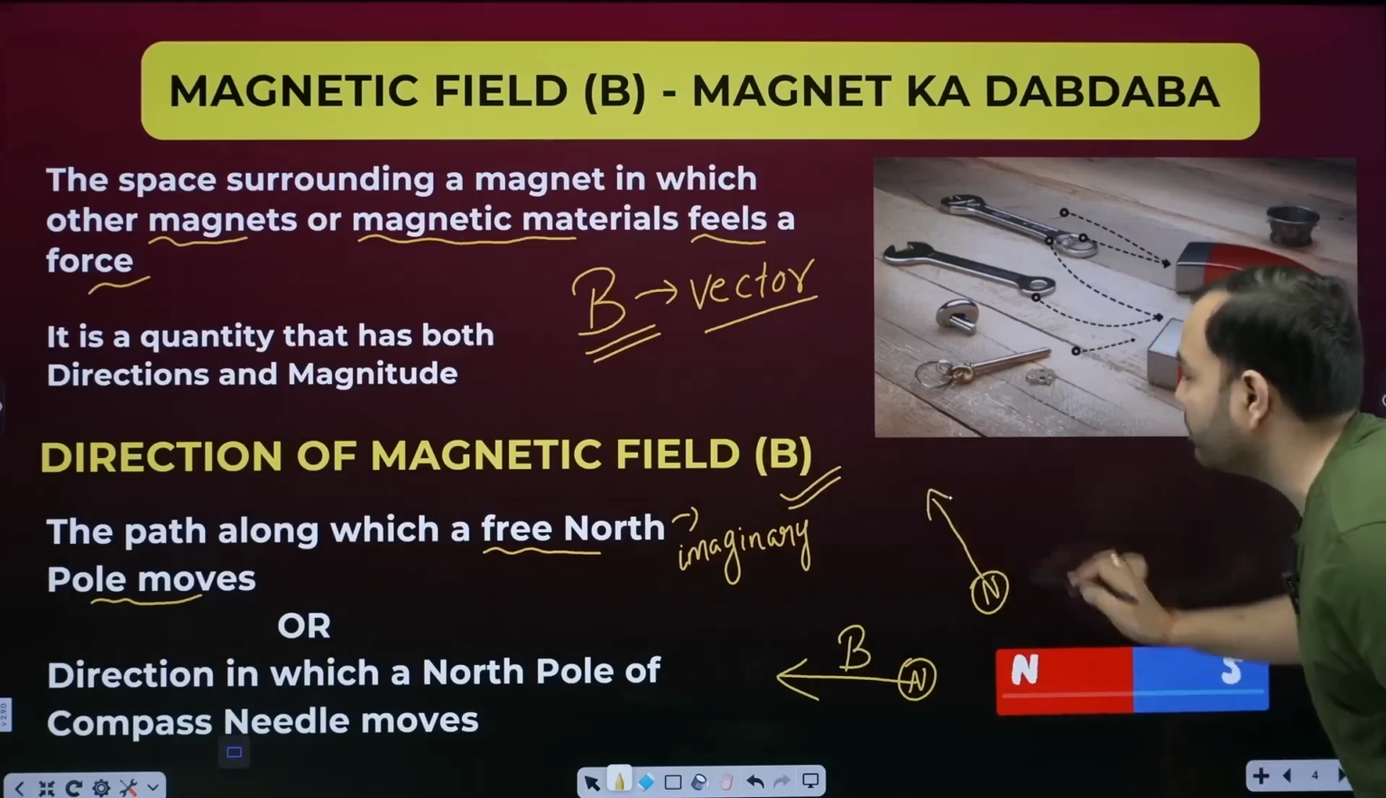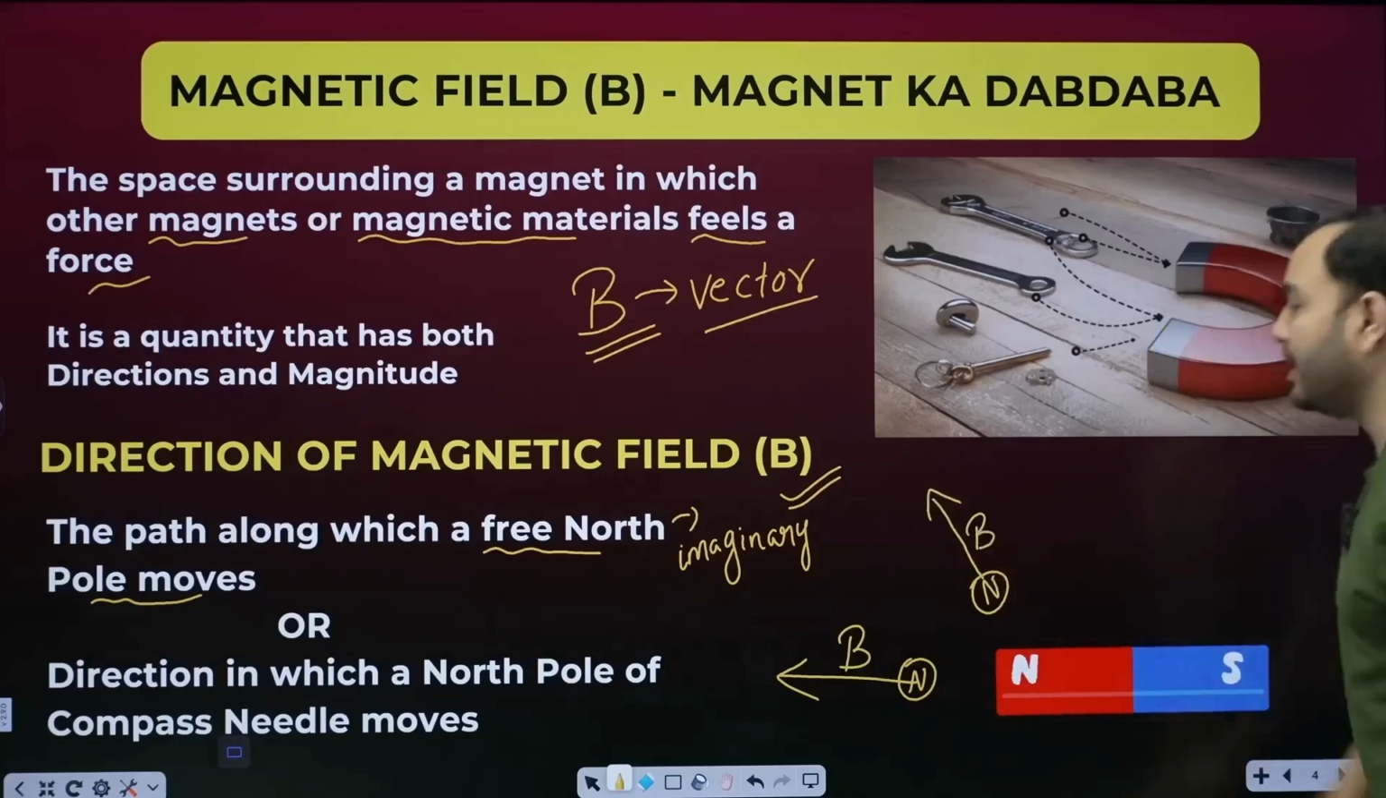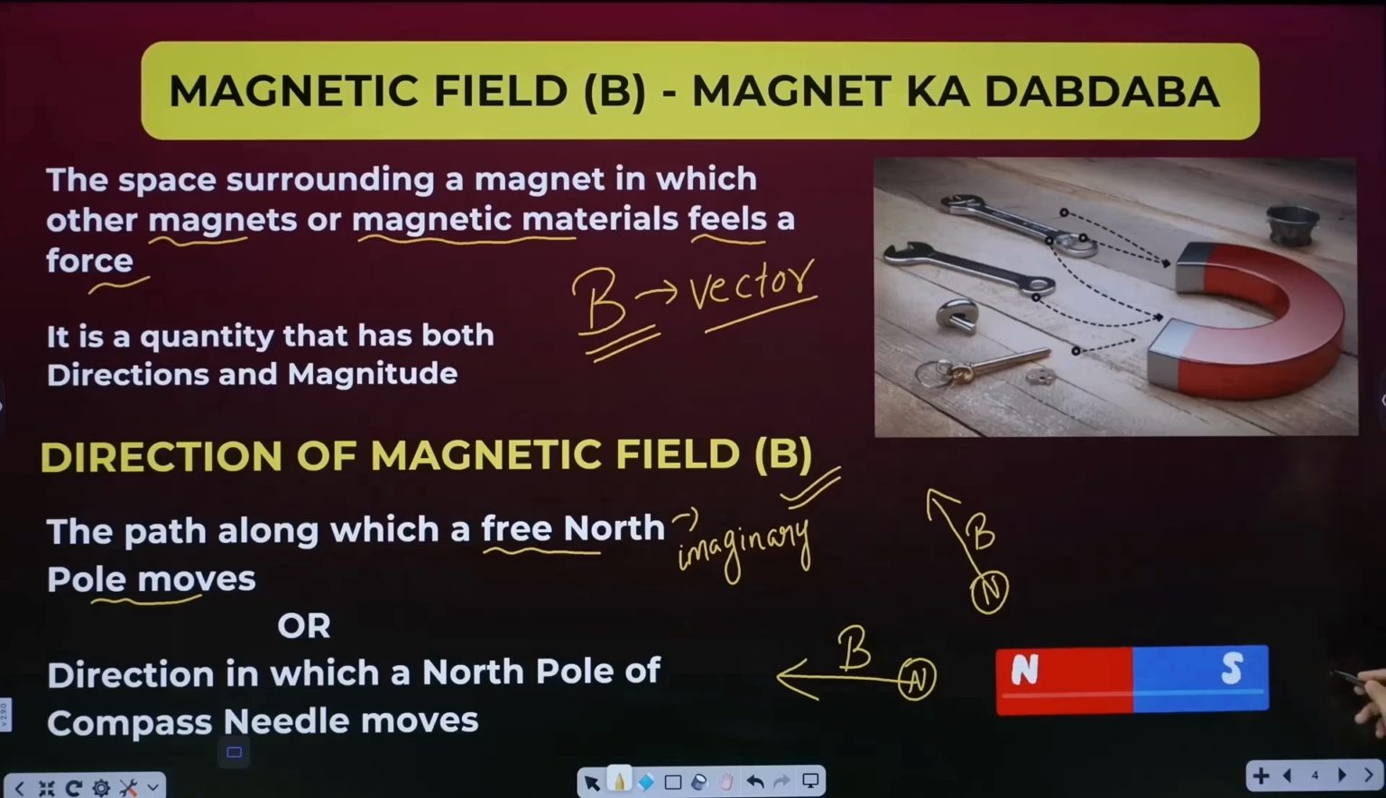Will it throw it this way? Absolutely. So whose direction did it become? Of the magnetic field. Suppose I need the direction of the magnetic field here. I place the small north pole. This is the south pole. It will attract the north pole. It will run this way. This becomes the direction of the magnetic field.